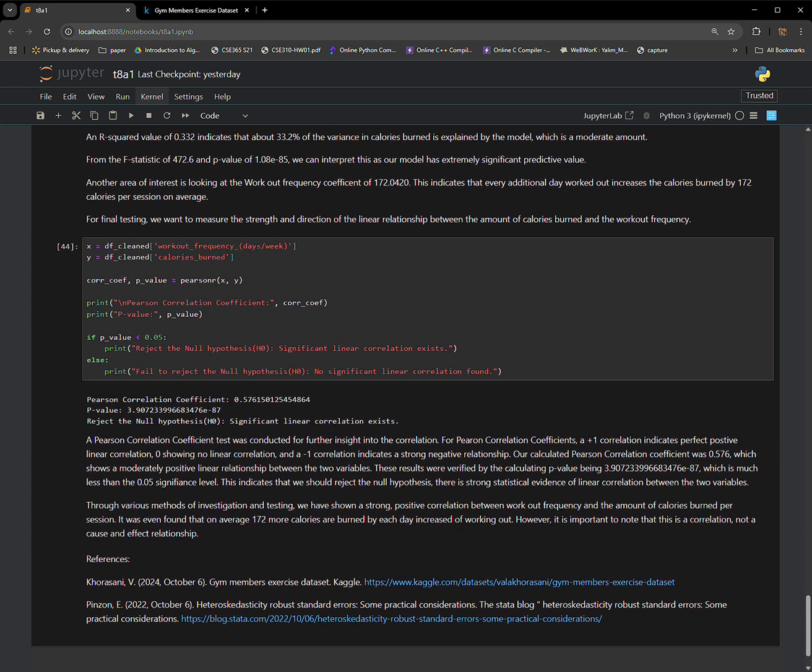And then this all goes to show that through these various methods of testing and investigation, there is a strong positive correlation between how often one works out and the amount of calories they burn. They burn more calories the more they work out, and that was found numerically as 172 more calories burned by each day increased of working out. And again, of note, this is a correlation, not a cause and effect relationship between the two variables.